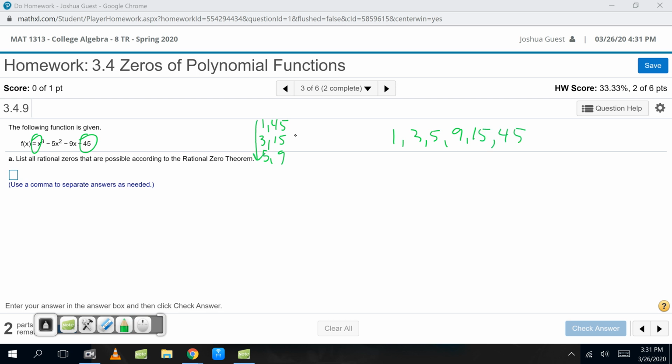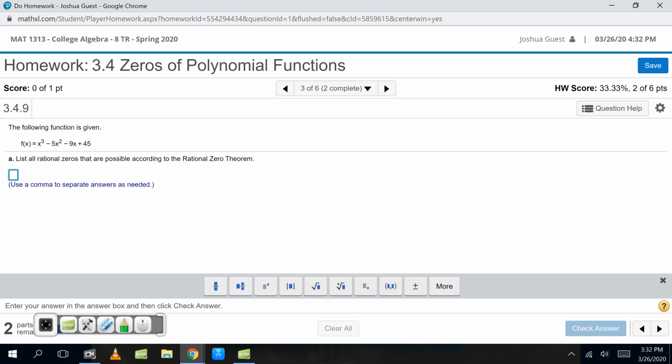What I do is go down this side and back up this side because I like to put them in order. It's not wrong if you put them in a different order. Then I divide it all by what? The factors of 1 are just 1. That gives me plus or minus 1, 3, 5, 9, 15, and 45. Now, we've already seen the way that they do this, so they want us to list them all out.